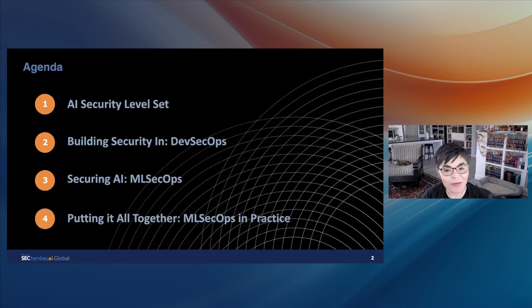To get us started, we're going to do a little bit of an AI security level set, because AI security is different from traditional application security, and it's different in ways that really matter to how we build security in. Also, DevSecOps, something that probably everybody here knows incredibly well, and how it intersects and relates to ML or AI SecOps. Then we'll walk through what that really means and how you can put it into practice at your own organization.